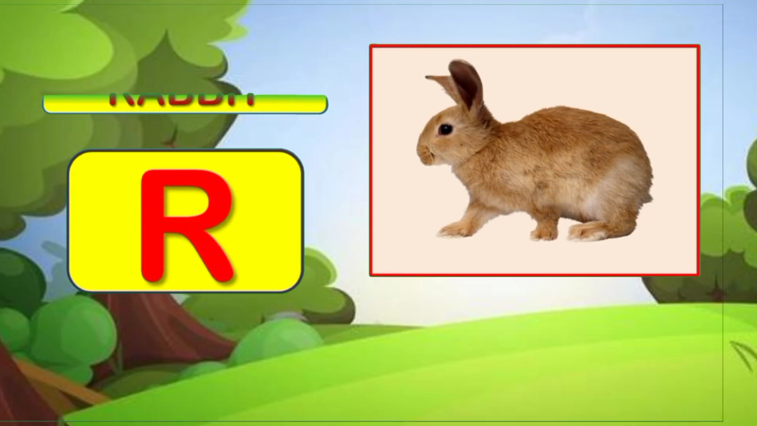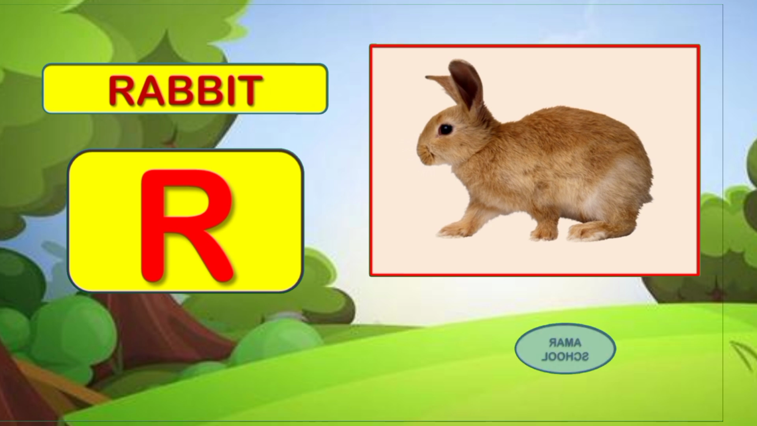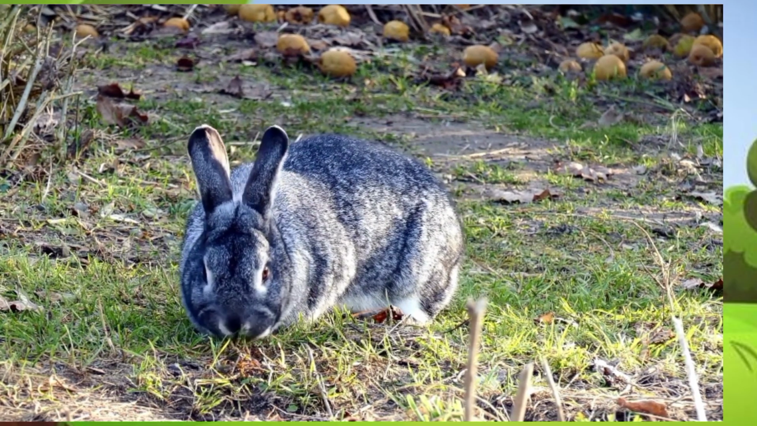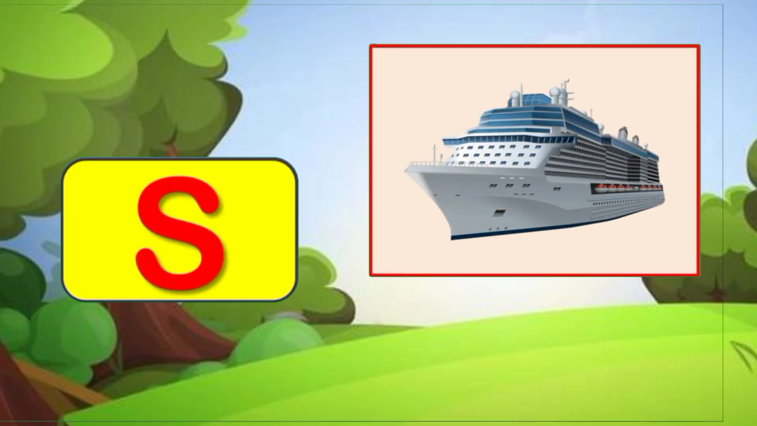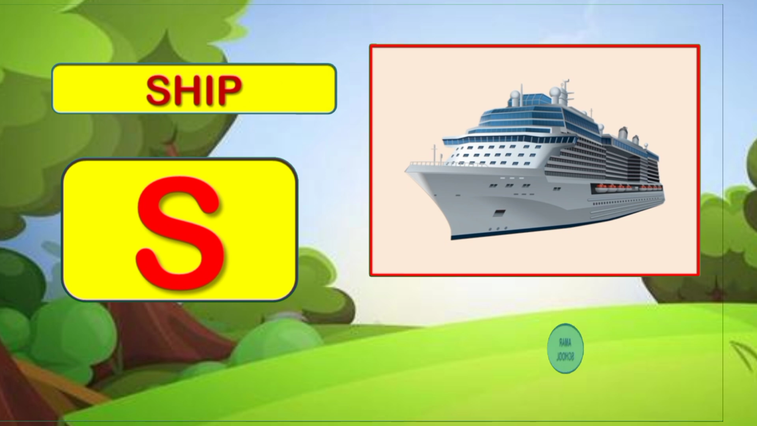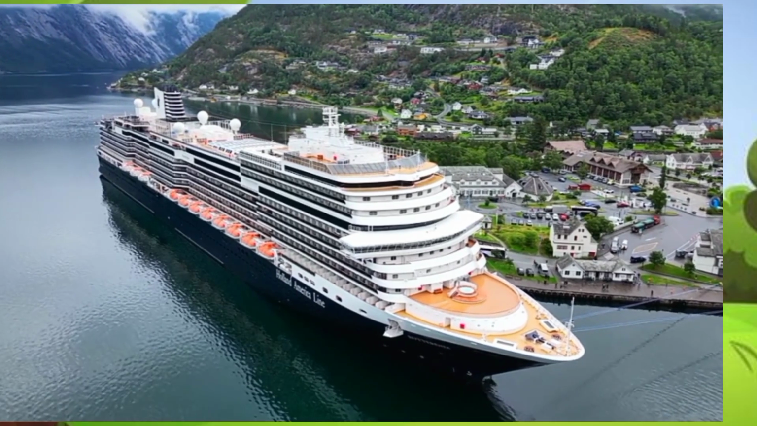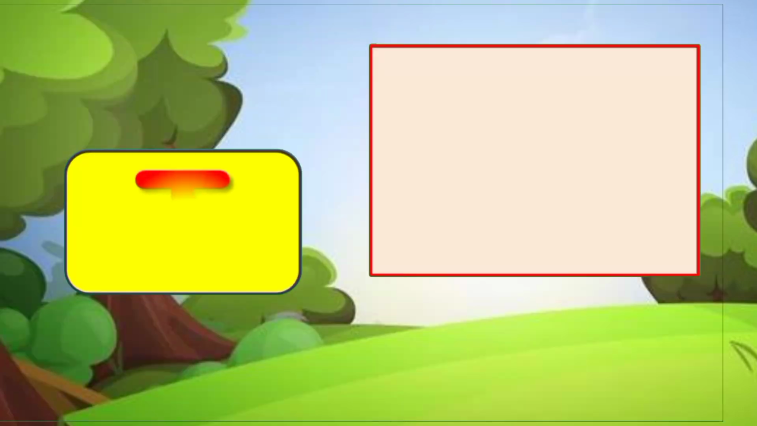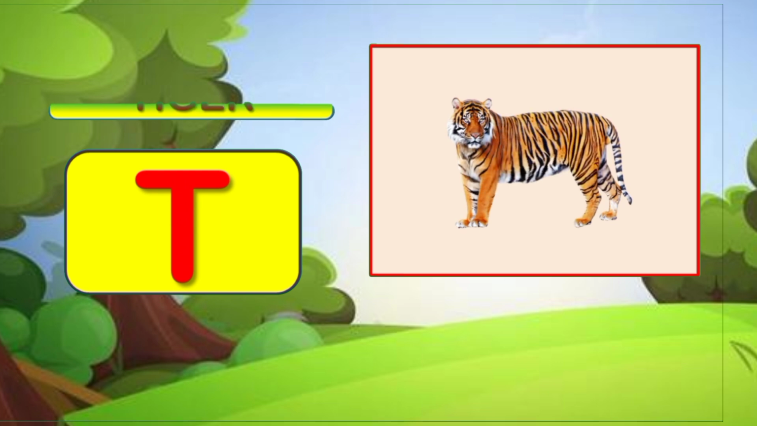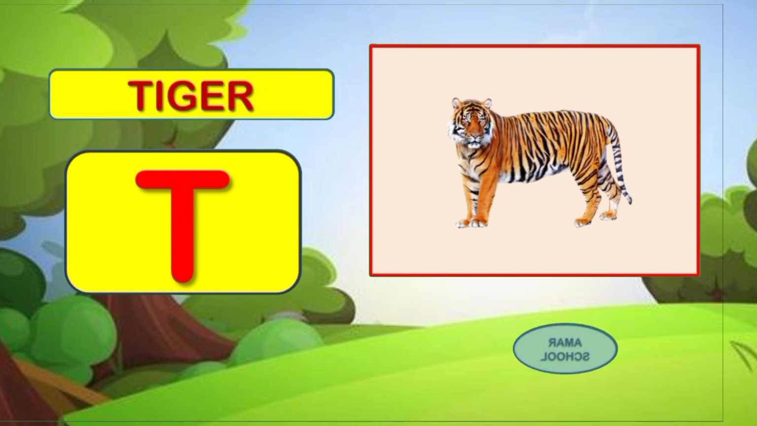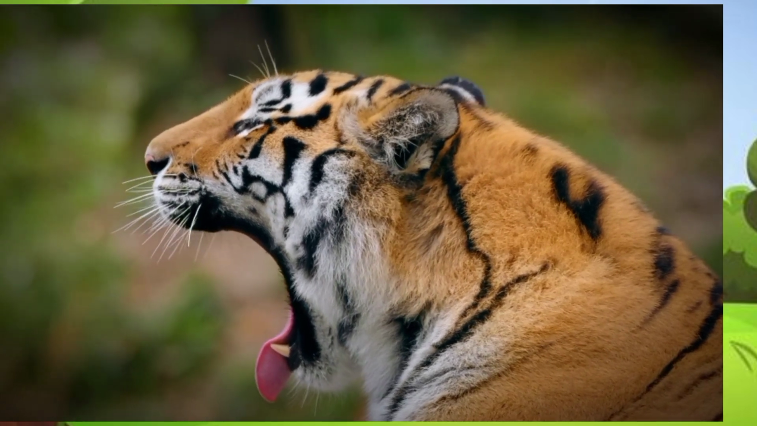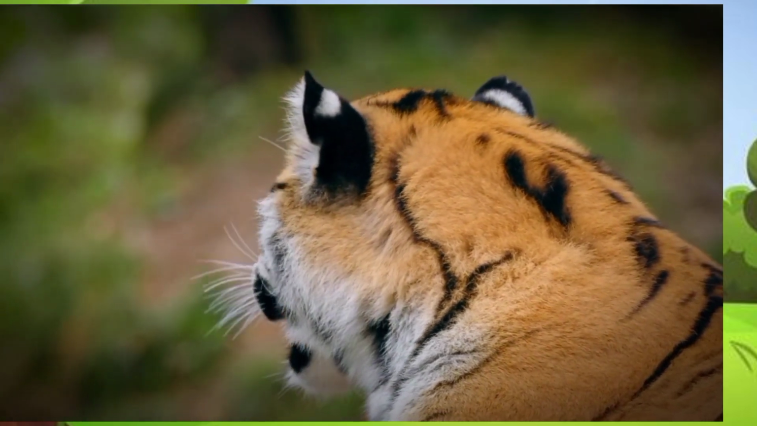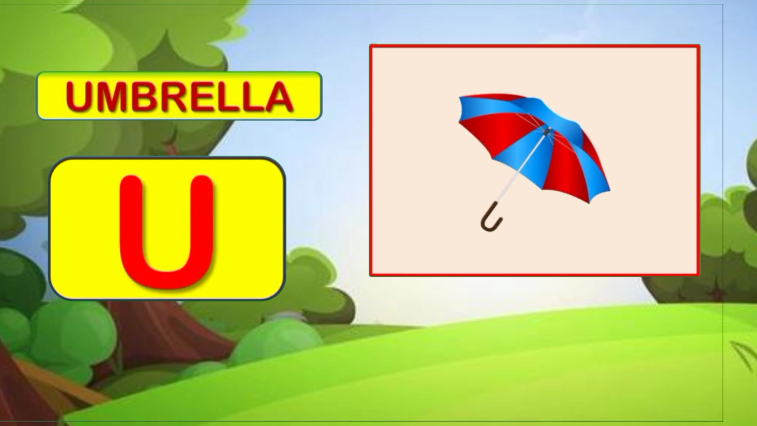R. R for rabbit. S. S for sheep. T. T for tiger. U. U for umbrella.